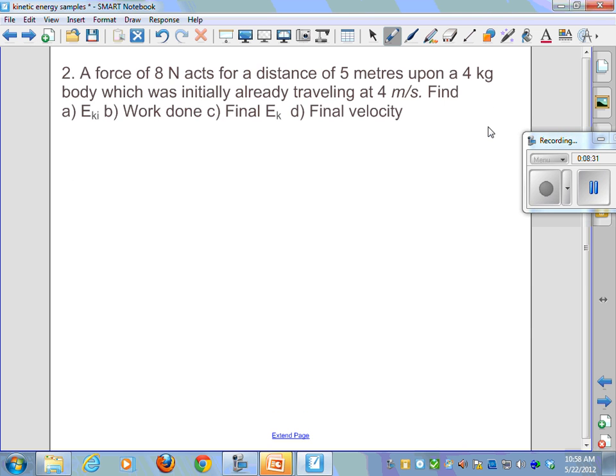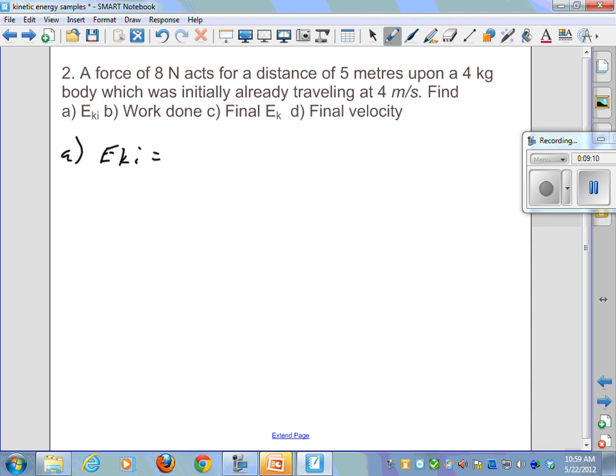Okay. What about number 2 here? A force of 8 newtons acts for a distance of 5 meters upon a 4 kilogram body, which was already moving, initially already, kind of redundant, traveling at 4 meters per second. Find the EKI. What do you think I mean by EKI? Initial kinetic energy. Find the work done, the final EK, I guess would be EKF, and then find the final velocity. Are you guys good to go with this one, or should I do it? Okay, so EKI, initial kinetic energy.